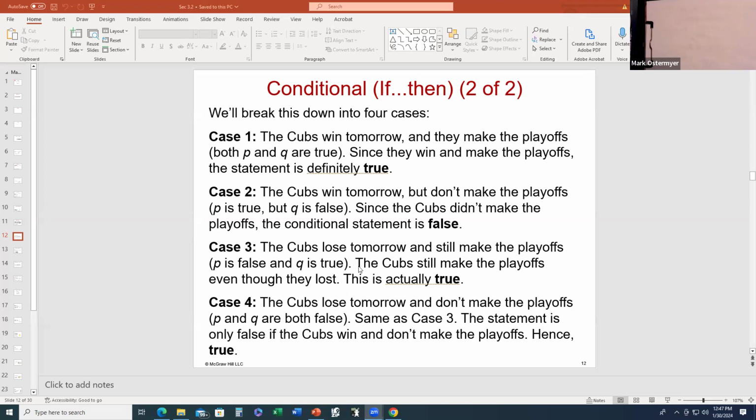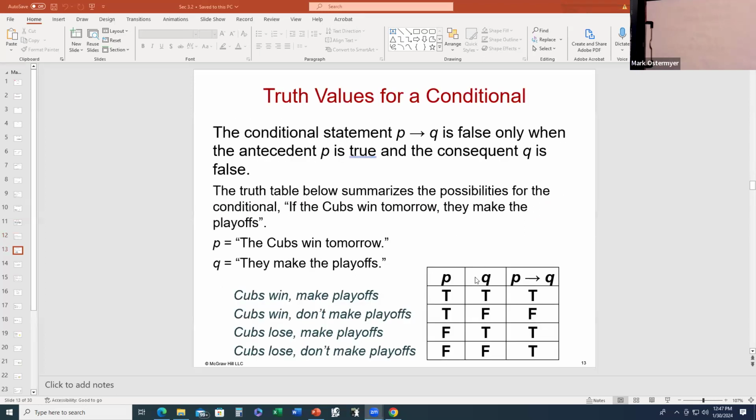All right. So it is going to ultimately come down to remembering some of these. This would be the truth table for a conditional statement, if P, then Q. Notice the only time it's false is if P is true and yet Q is false. That's the only time a conditional is false. Otherwise, it's always true.